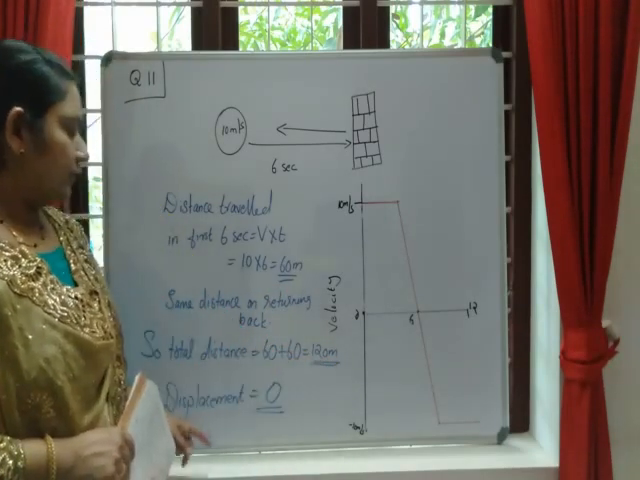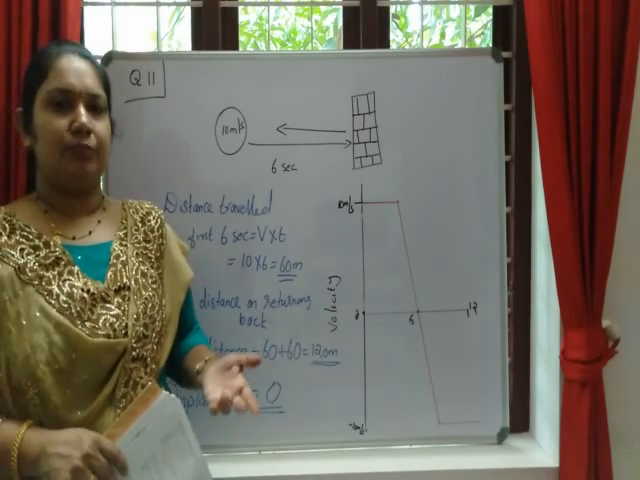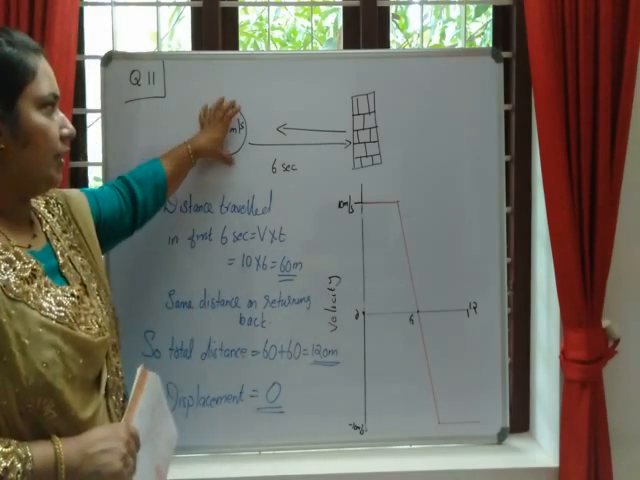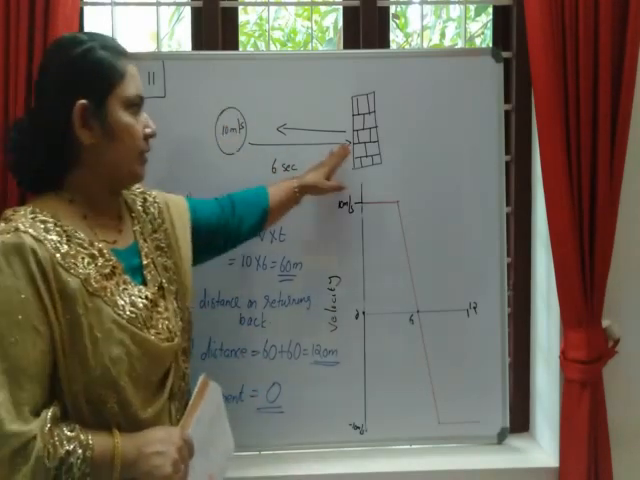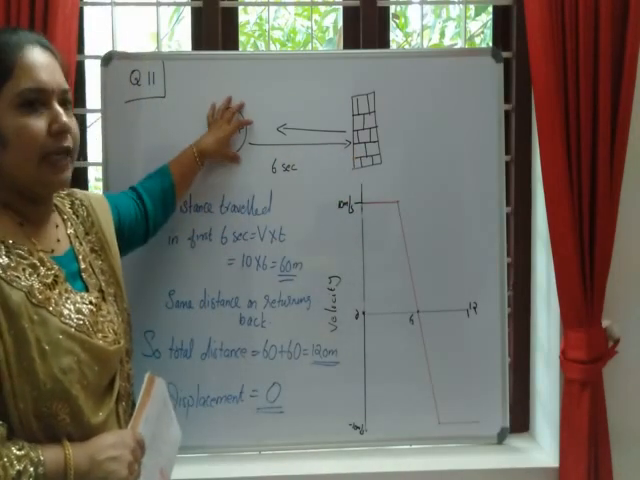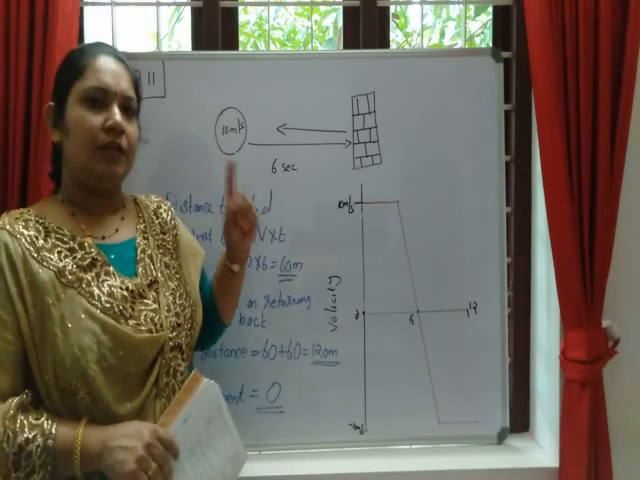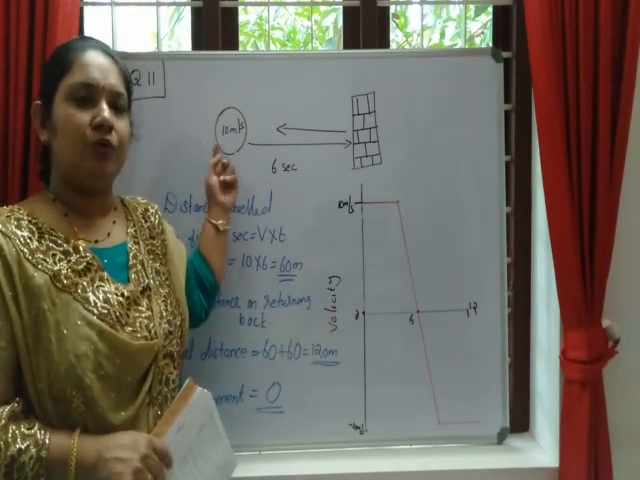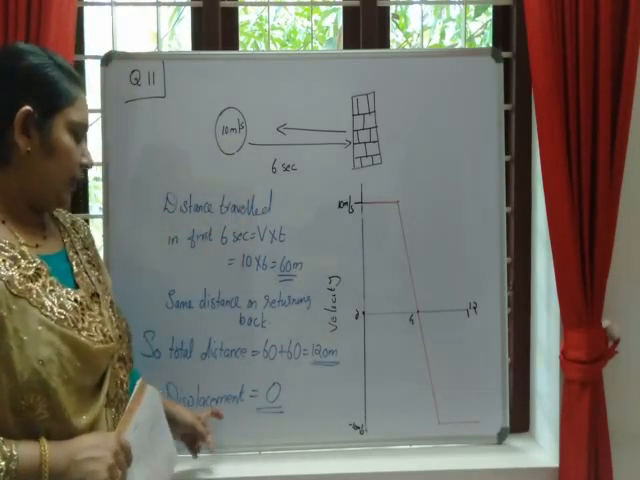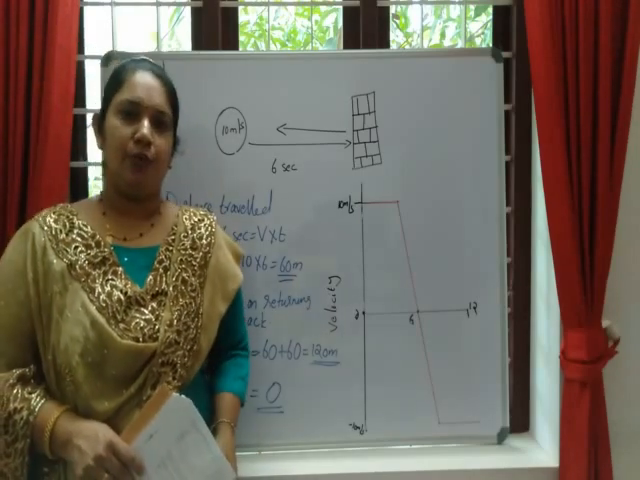Now third sub question, you are asked to find the displacement. The ball starts its journey from this position, hits the ball, returns back to the same position. It does not have any displacement because the body returned back to its original position. So we can write displacement is equal to 0.